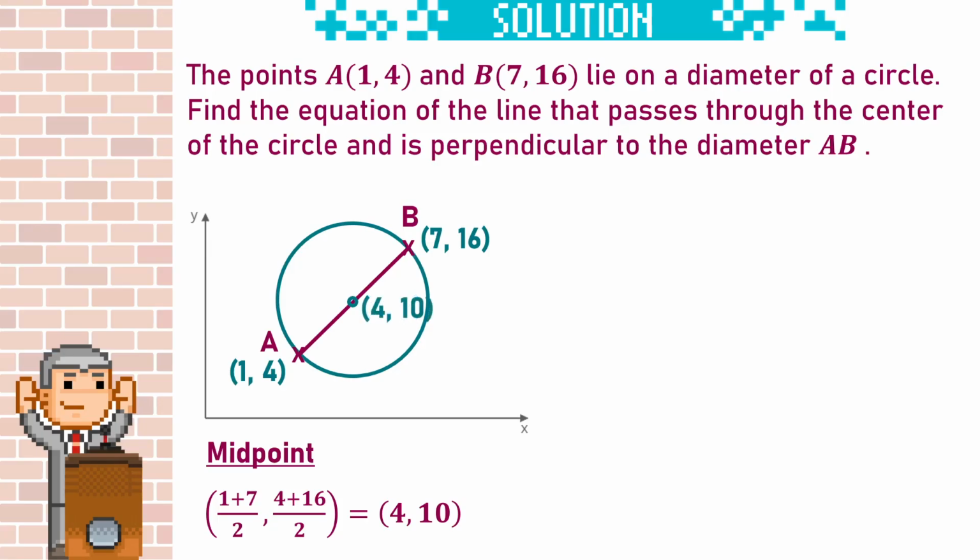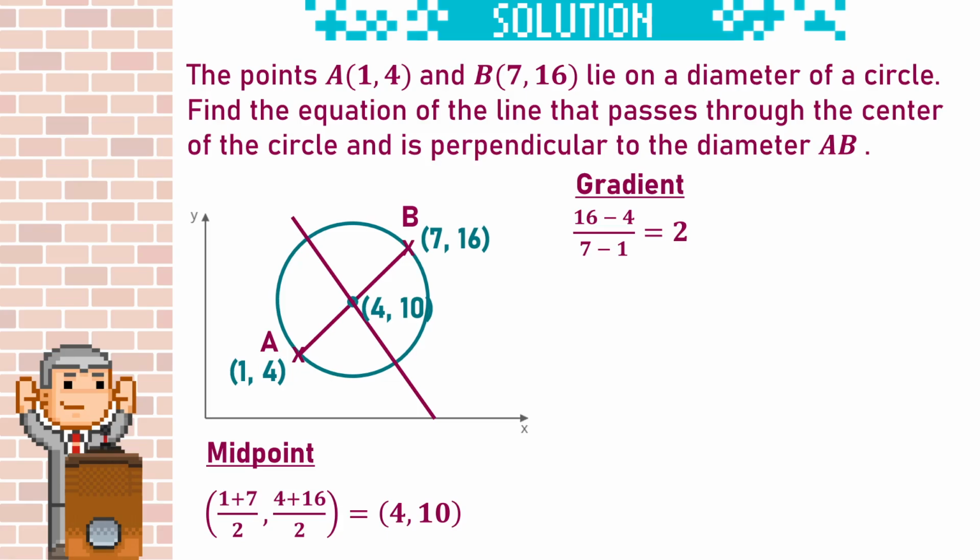Next, we need to find the gradient of AB. So we're going to do change in y over change in x, or 16 take away 4 over 7 take away 1, which will be 2. So the gradient of line AB is 2. Now, we're looking for the perpendicular, so we're going to label this onto our graph now. Perpendicular will be at 90 degrees, so it's this one here.